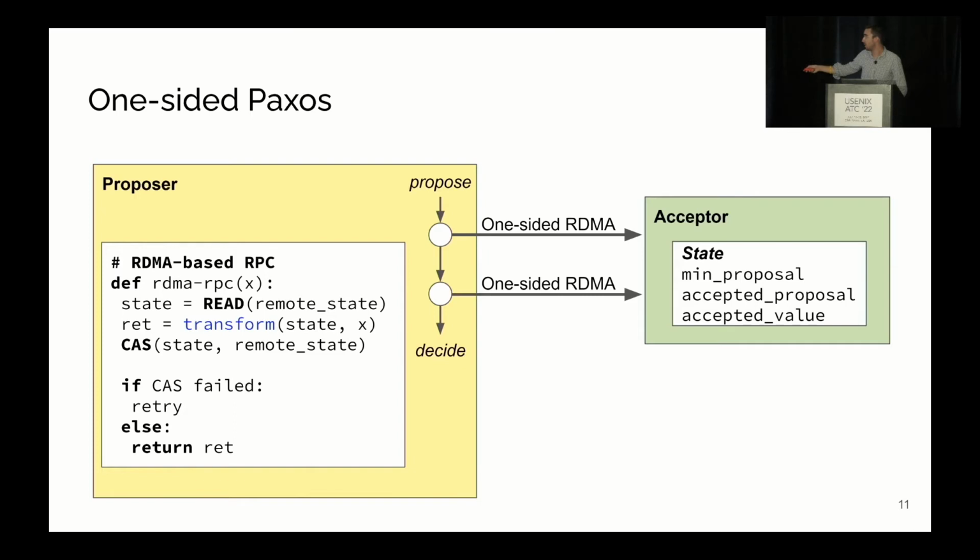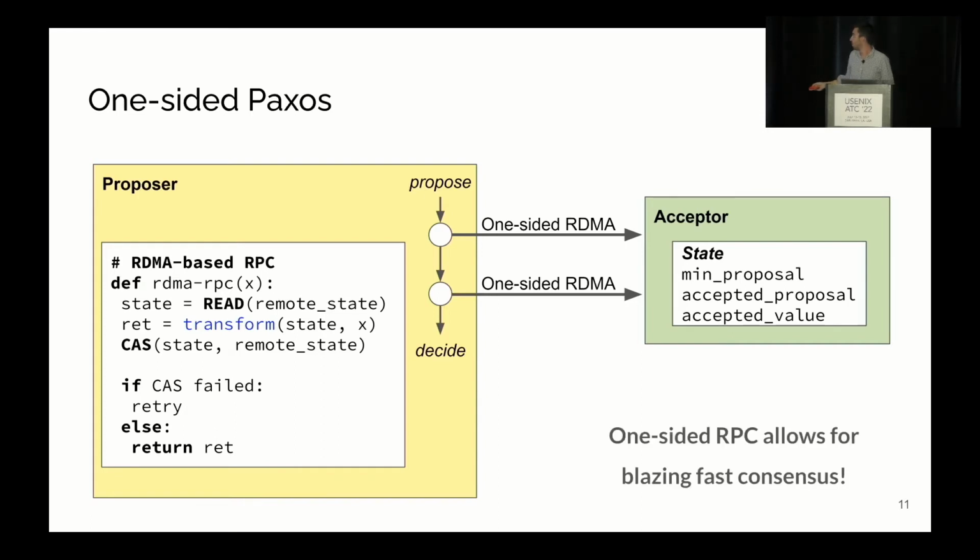And the nice thing here is that this compare and swap ensures that this remote invocation of the RPC is absolutely equivalent to an RPC that would be running on the acceptor. And so the takeaway here is that by using one-sided RPCs, well, we're actually able to achieve blazing fast consensus.